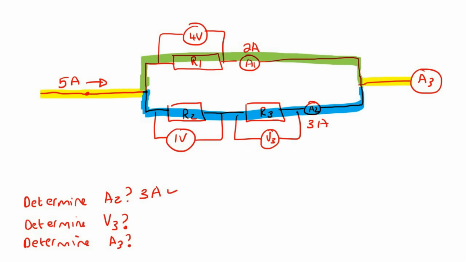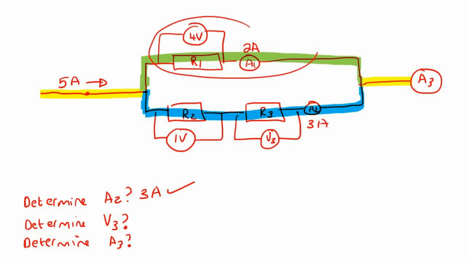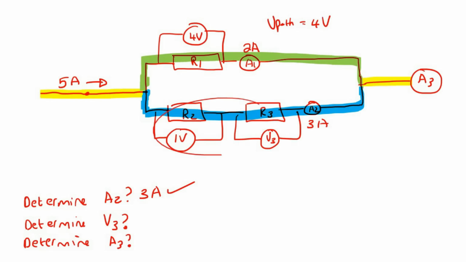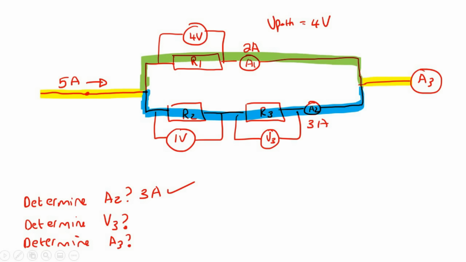Right. The next question says determine V3. So V3 is over here. So now we've got to go back to our rule in parallel, which says that in parallel, the voltage of each pathway is the same. So if you look at this top pathway, what is the voltage? Well, there's only one device, and so the voltage of that pathway is 4 volts. That means that this pathway must also be 4 volts. This whole path has to be the same as this whole pathway. So the blue pathway must also be 4 volts.